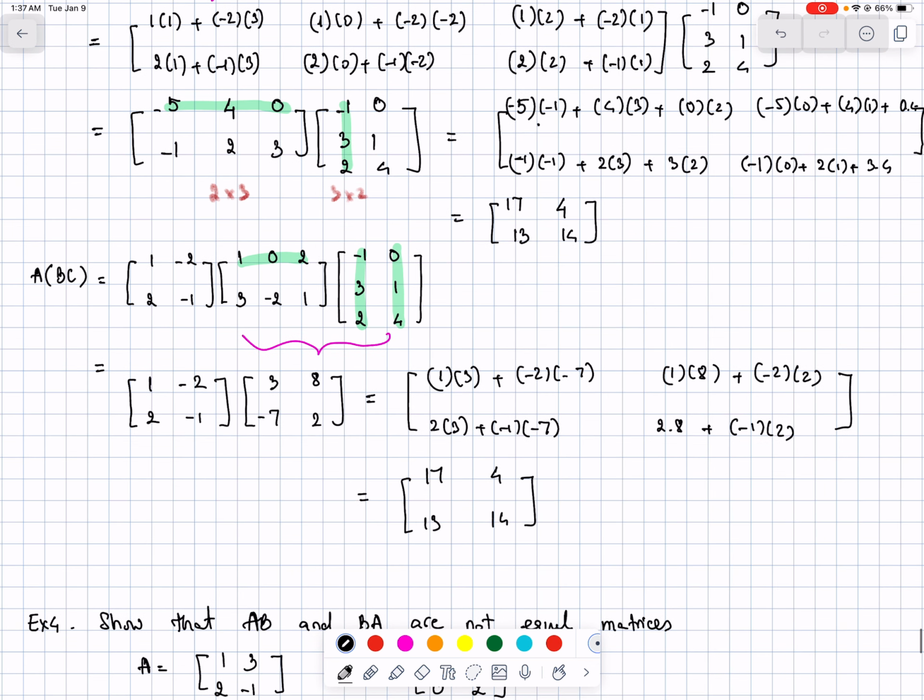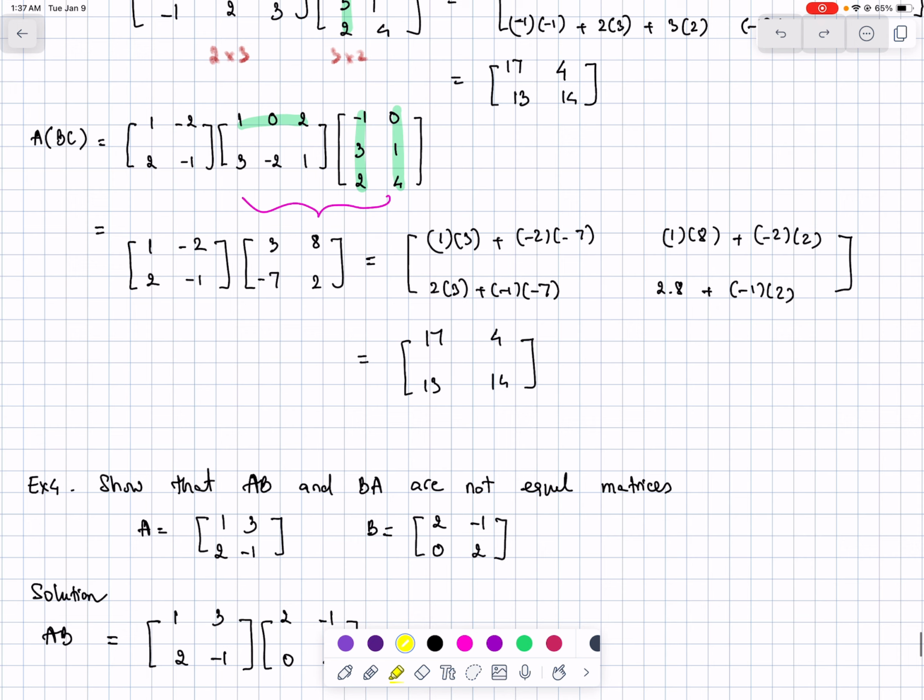So we compare the result, and we see that this and this are the same. So we conclude that A times B times C is equal to A times B, then times C.